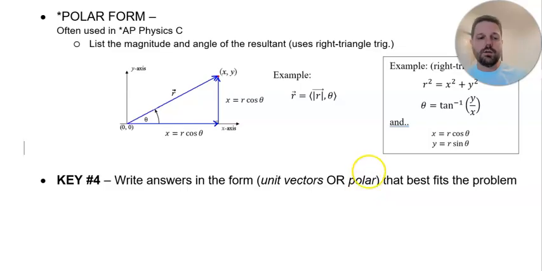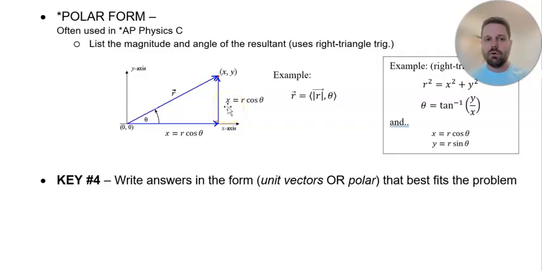Now, which one do you want to use for your problems? I would just stick with the one that's most convenient for you, because polar form and unit vectors are both on equal grounds in terms of expressing them as answers. So if you just stick with one that makes the most sense, for example, if it wants to know the magnitude of a vector, then I probably want to use the Pythagorean theorem here and do it that way.